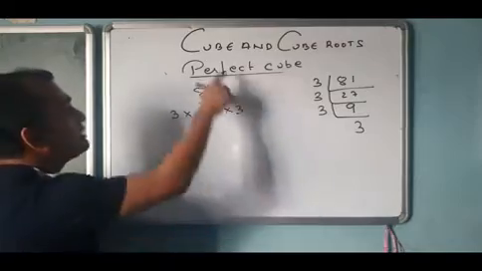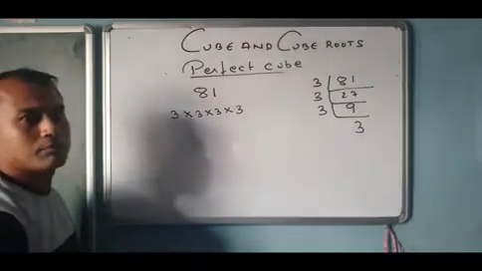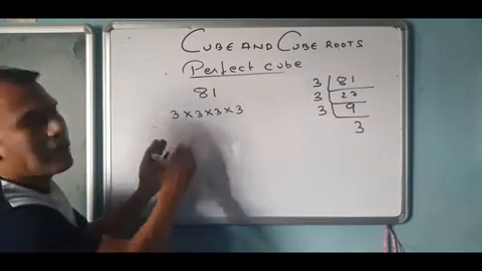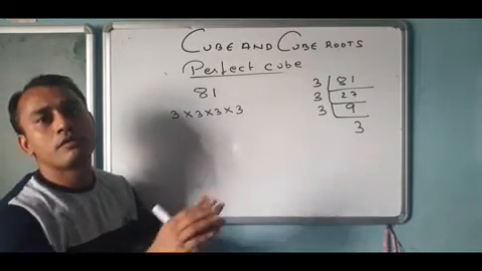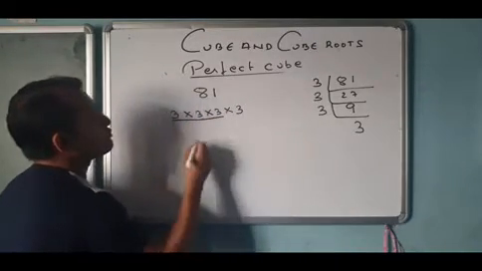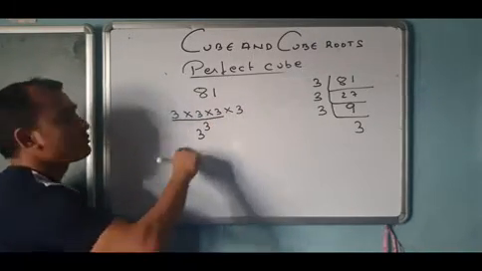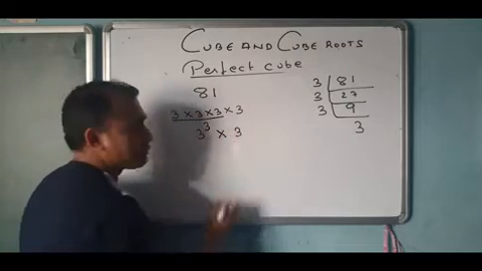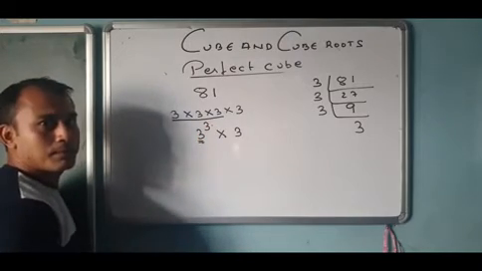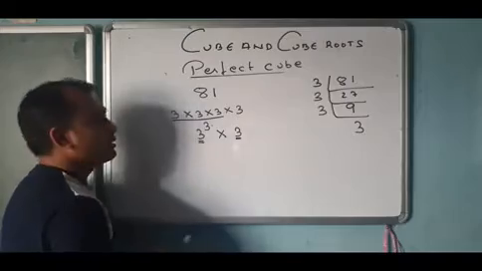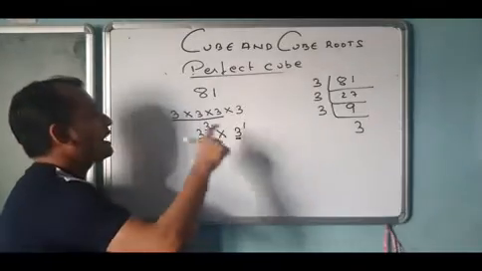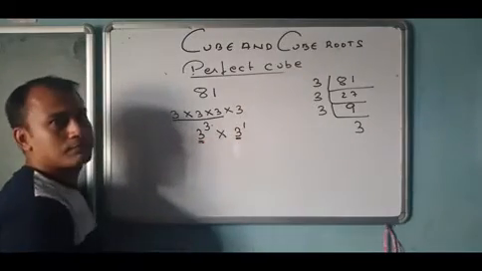Correct? Now I need to make 81 a perfect cube number. And as you know, for a number to be a perfect cube, the factors should be expressed as a power of 3. So here, if I consider this 3, I can write this in the form of 3 cube into 3. Now this factor 3 is already raised to the power 3. But for the other factor 3, the power is just 1. But to make 81 a perfect cube, I need to have a power of 3 for all the factors.